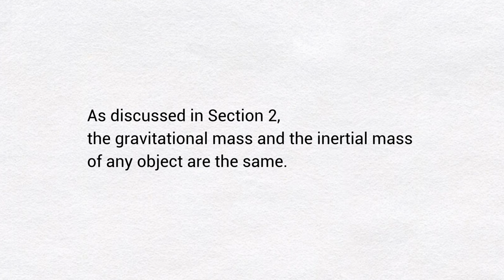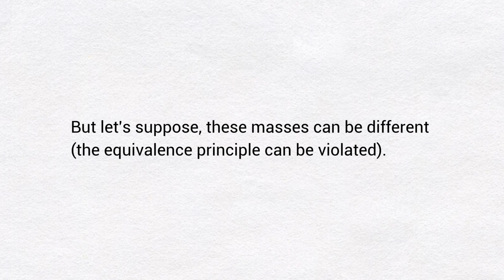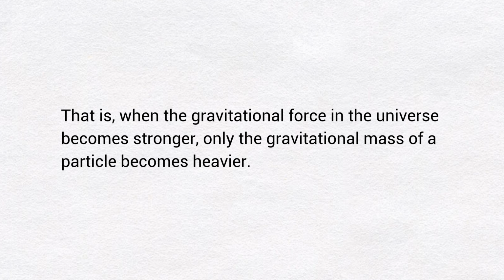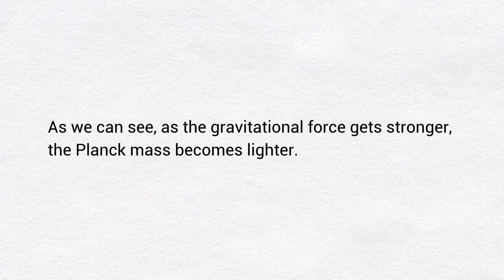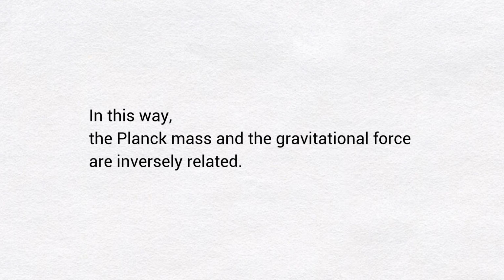As discussed in section 2, the gravitational mass and the inertial mass of any object are the same. But, let's suppose, these masses can be different, the equivalence principle can be violated. That is, when the gravitational force in the universe becomes stronger, only the gravitational mass of a particle becomes heavier. In this situation, the Planck particle becomes a tiny black hole faster than before, because of the larger gravitational mass, and it disappears before it gets a larger inertial mass. As we can see, as the gravitational force gets stronger, the Planck mass becomes lighter. In this way, the Planck mass and the gravitational force are inversely related.